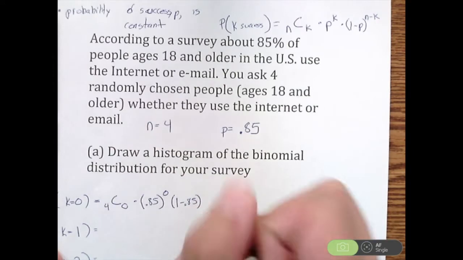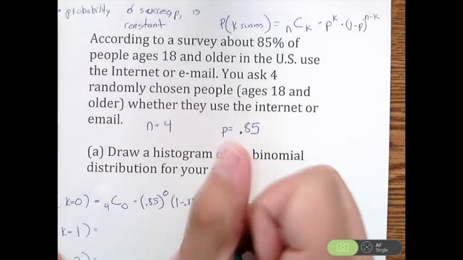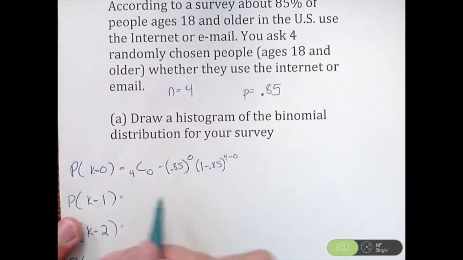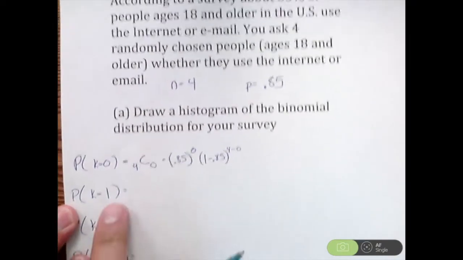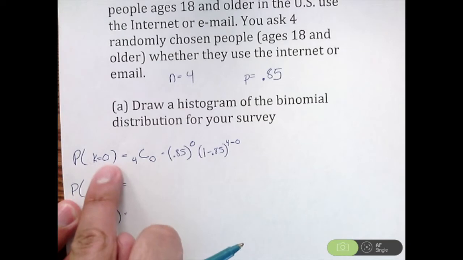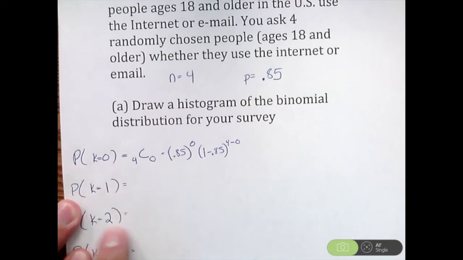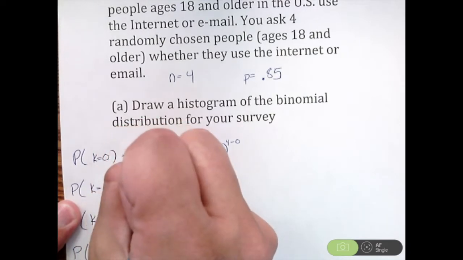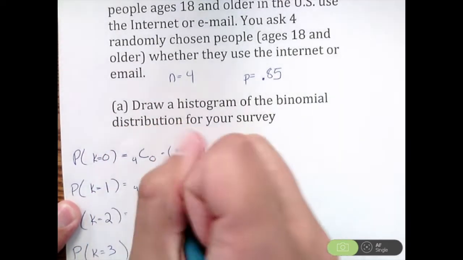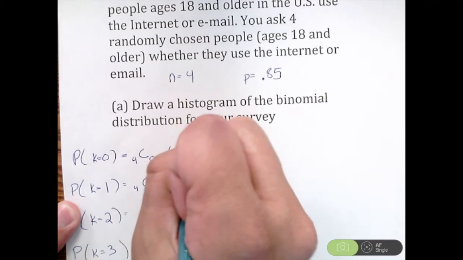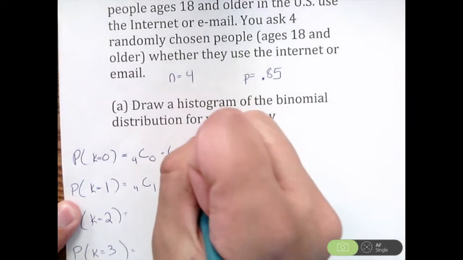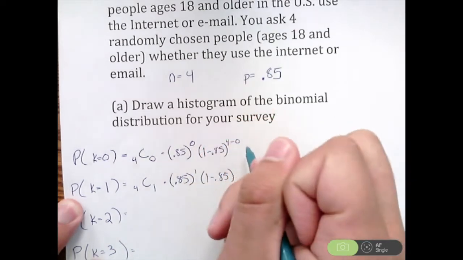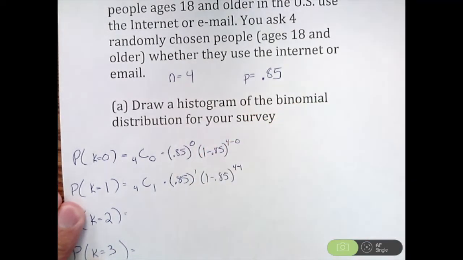So n was 4 minus k, which in this case was 0. And basically what you're going to notice as you rewrite this for k equals 1, k equals 2, the only thing changing is k. So my 0s become 1s, my 1s become 2s, my 2s become 3s, 3s become 4s. So my second one will be 4 choose 1, 0.85 to the 1, 1 minus 0.85, instead of 4 minus 0 I'm going to have 4 minus 1.